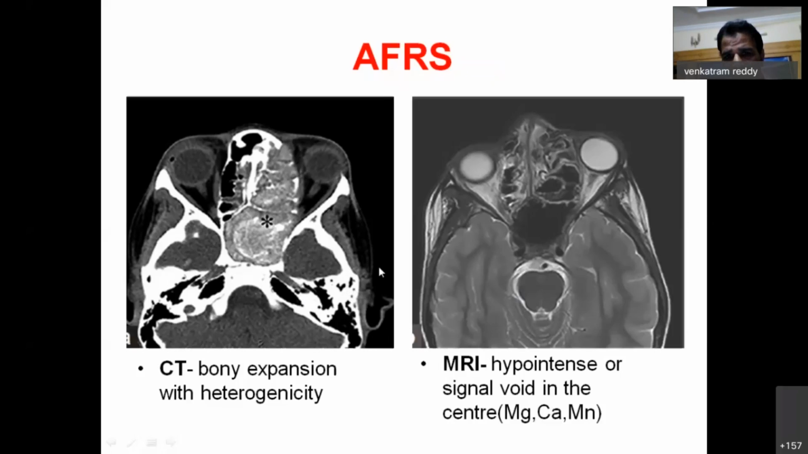If you take an MRI of the same case, you see that the hyperintense areas due to calcium and magnesium salts completely disappear. It becomes hypodense, a signal void, no signal. This is very typical of allergic fungal rhinosinusitis. So if you have a diagnostic dilemma with CT contrast, then you can go for MRI to prove the diagnosis. If there is signal void, certainly I give the diagnosis of allergic fungal rhinosinusitis.